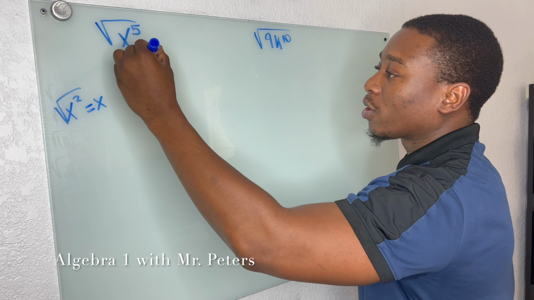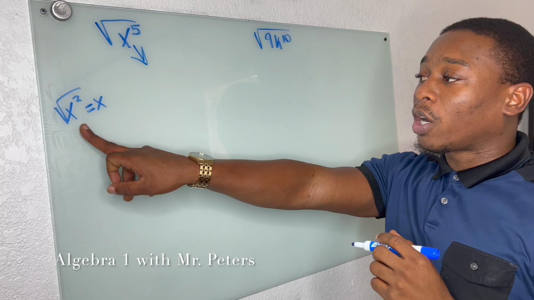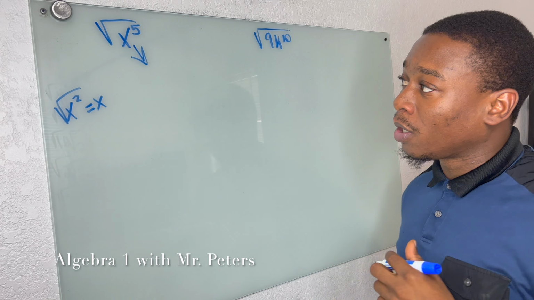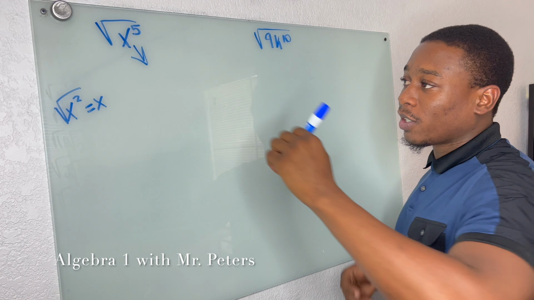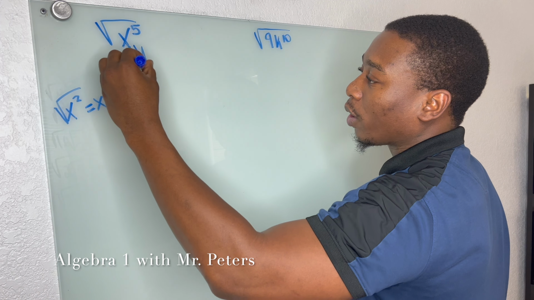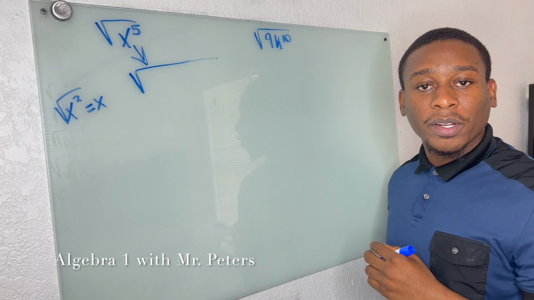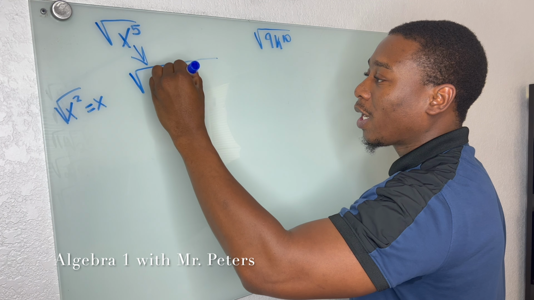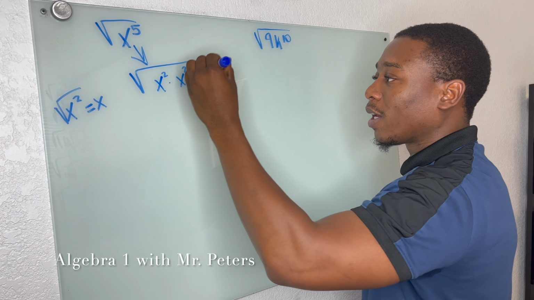So to start this off, guys, we need to focus on this important concept. The square root of x squared is x. So the way I'm going to teach this is we're going to use x squared. How many x squareds are in x to the 5th? So we have x squared times x squared times x.